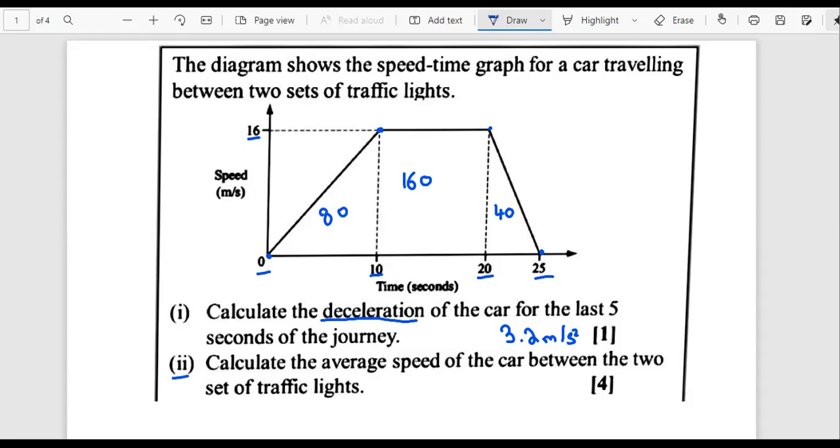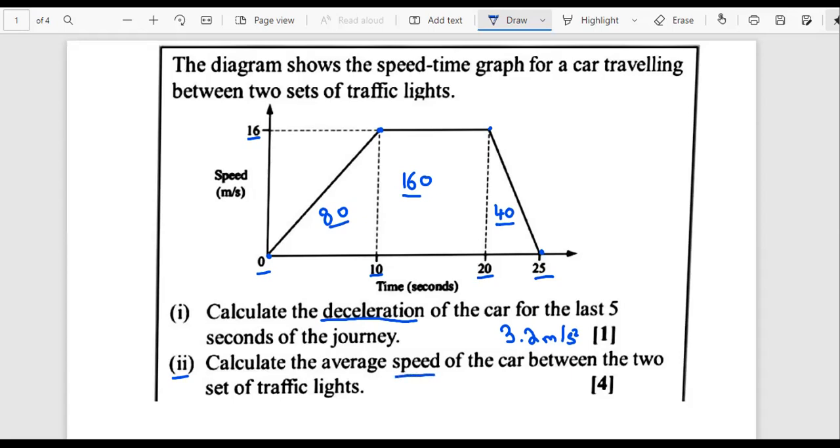Wait a second. Do you have to add them together after, or do you have to do something else? Okay, so you have multiplied them. Basically, this 80, 160, and 40 is giving the information about what? The distance. The distance, very good. Because it's the area under the graph. Yeah, excellent. And the question is about the speed.